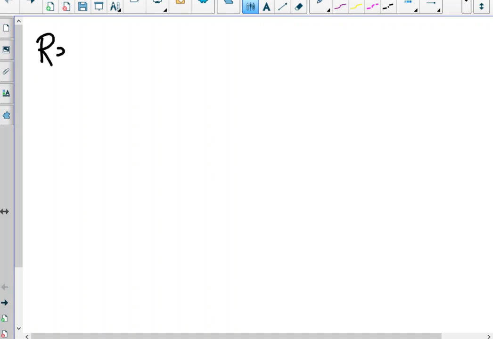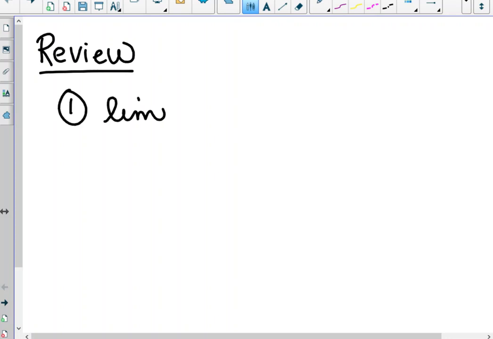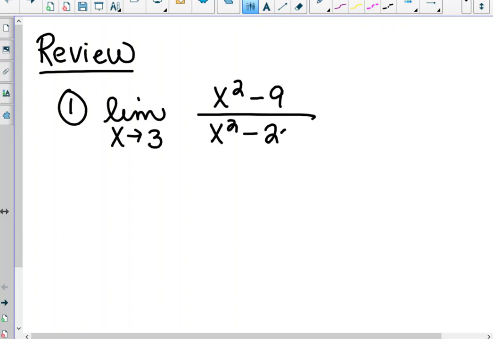Okay, so review. The first question that I gave you towards the end of class last Thursday looks something like this. The limit as x approaches 3 of x squared minus 9 over x squared minus 2x minus 15. Okay.